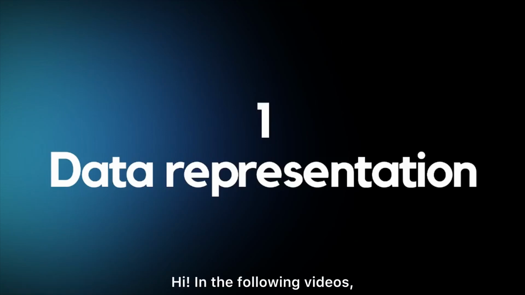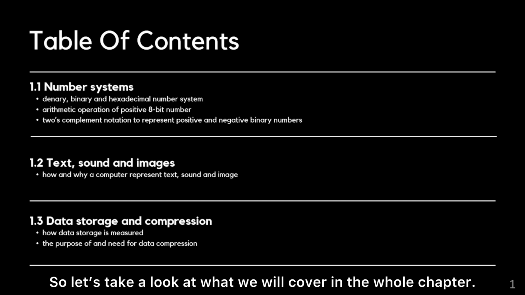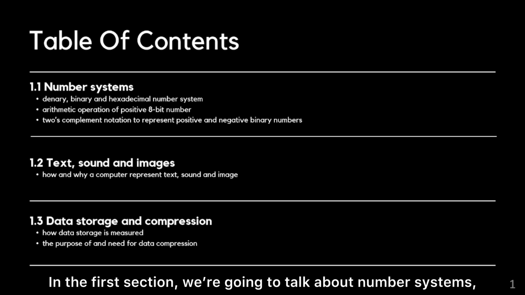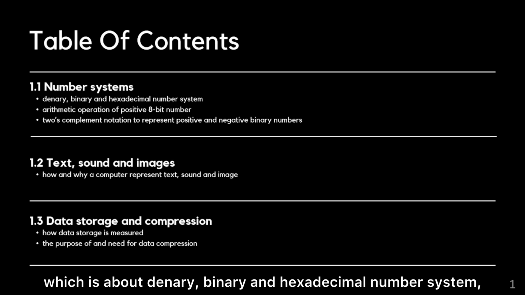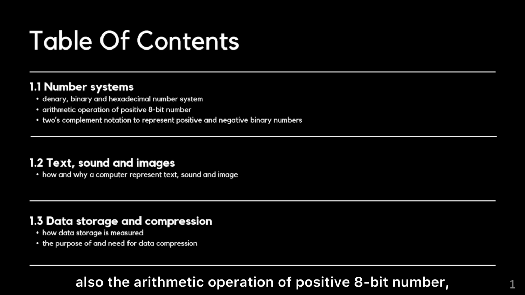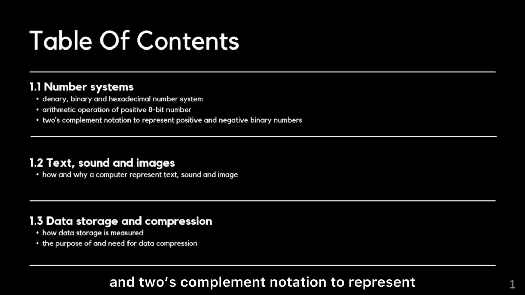Hi, in the following videos, we will be talking about the first chapter, which is about data representation. So let's take a look at what we will cover in the whole chapter. In the first section, we're going to talk about number systems, which is about denary, binary, and hexadecimal number system. Also, the arithmetic operations of positive 8-bit number, and 2's complement notation to represent positive and negative binary numbers.